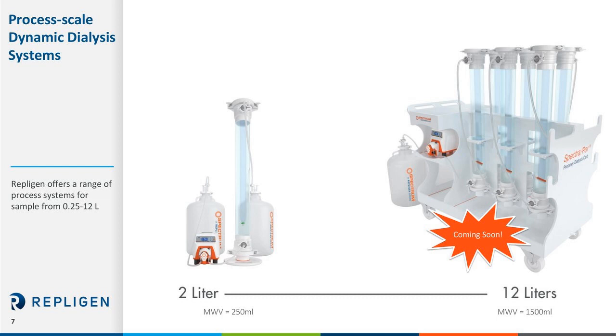On the right side, in fall of 2018, we'll be launching a much higher scale version of this, in which we have six 10-liter tanks operating in series off a single reservoir and a single peristaltic pump. Using these six 10-liter tanks, you can process 12 liters of sample in a given batch.